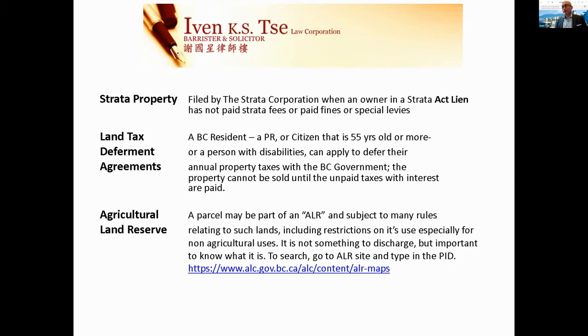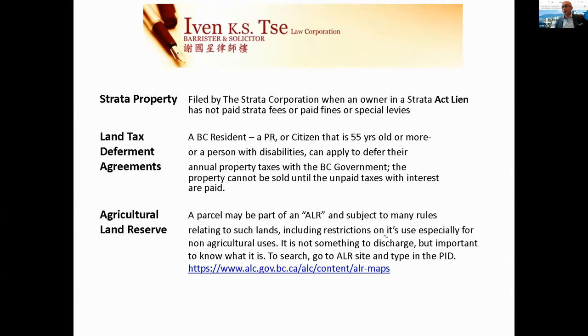The idea is that some residents in BC, permanent residents or citizens, usually 55 years or older, or a person with disabilities, they have to show incapacity or inability to pay the property taxes. And they can apply to defer their annual property taxes with the BC government. But when they sell it, they have to pay it all up. So the process would be to contact the Minister of Finance and ask for a payout amount that's going to be paid out on the day of completion. So this is a financial charge, but it's quite common, especially nowadays, to find.